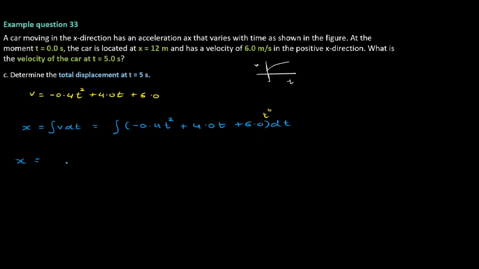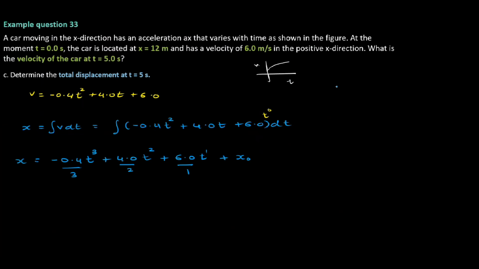After you identify the power, now increase the power of t in each term by 1. So negative 0.4 t to the power 2 will become t to the power 3 plus 4.0 t to the power 1 will become t to the power 2 plus 6.0 t to the power 0 will become t to the power 1. After you increase the power of t in each term, now divide each term by the new power. So divide this by 3, divide this by 2, and divide this by 1 plus the constant x0.